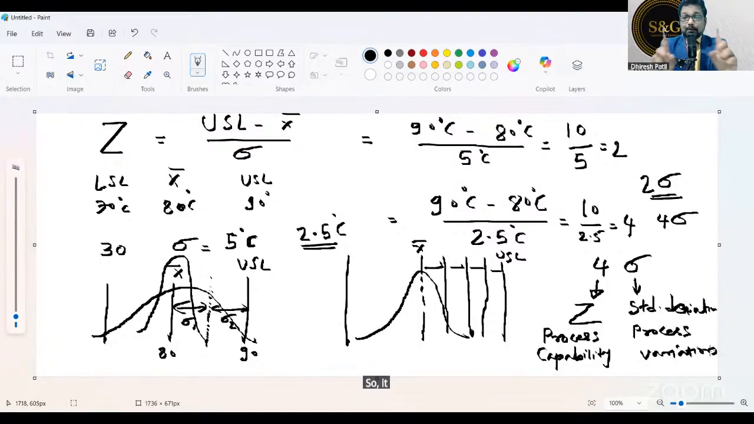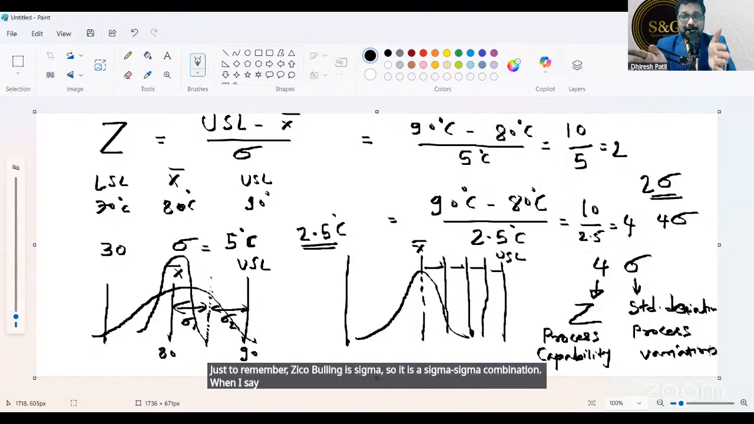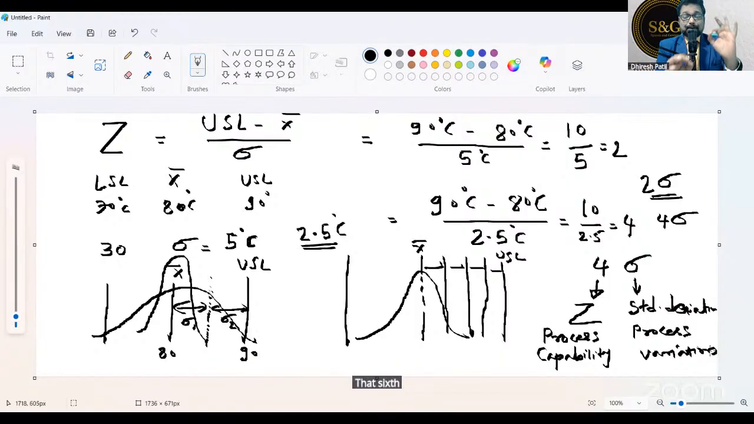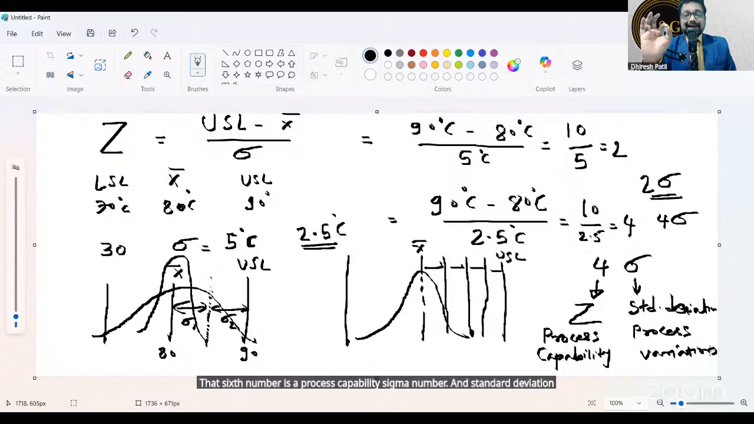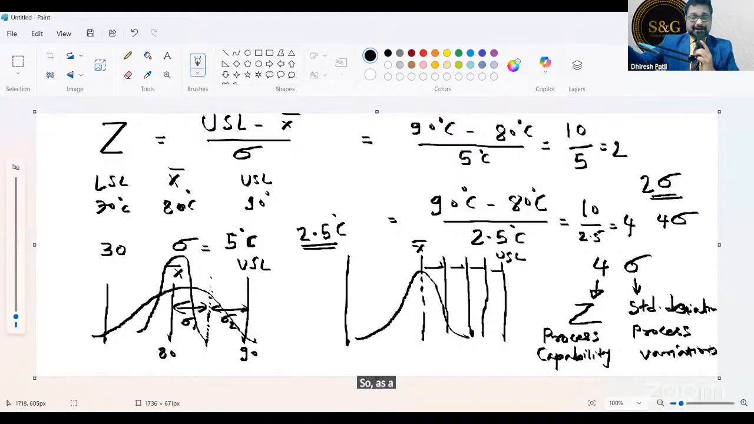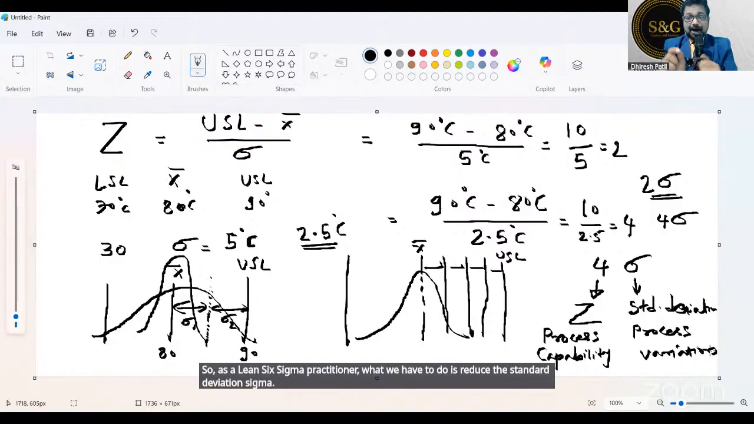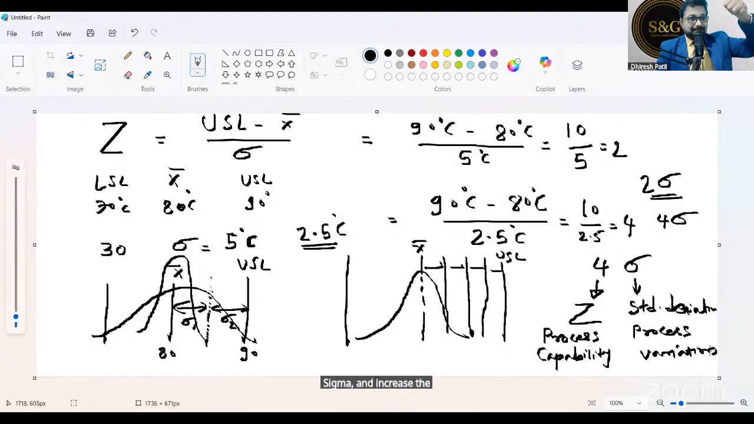So it is a combination of, we call Z as sigma. Just to remember, Z is called sigma. So it is a sigma combination. When I say 6 sigma, that 6 number is a process capability sigma number, and the standard deviation symbol is an indicator of the deviation, variation. So as a Lean Six Sigma practitioner, what we have to do is reduce the standard deviation sigma and increase the sigma. How many of you got it right now? Just type yes in the chat box.